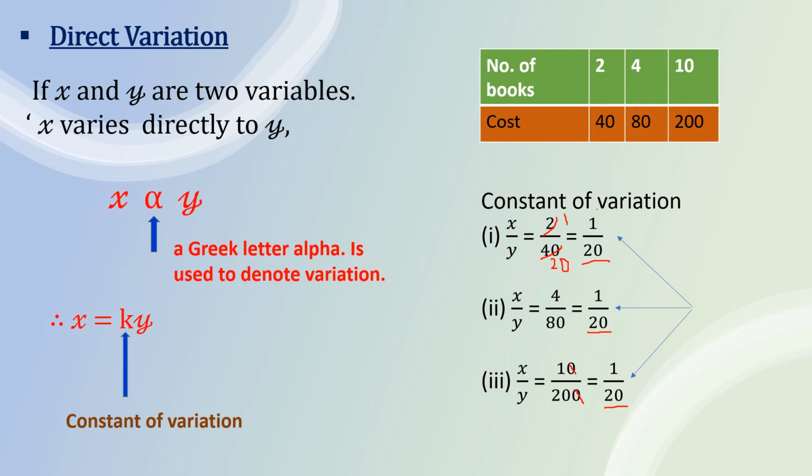So all these three values you got the same, that is X upon Y is equal to constant. So this K is constant of variation. You get here in our sum, our constant of variation, that is K value, is 1 upon 20. Is it clear now what is constant of variation?